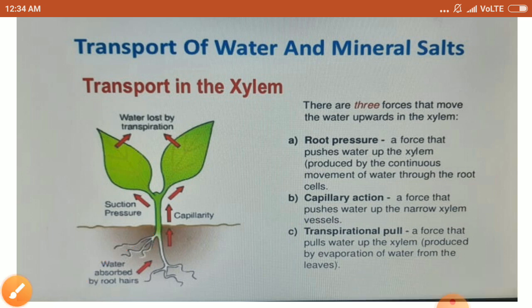Now, the next theory is transpiration pull. It is also known as the cohesion tension theory. It explains the upward movement of water in tall trees. According to this theory, the main force responsible for upward movement of water is transpiration pull.